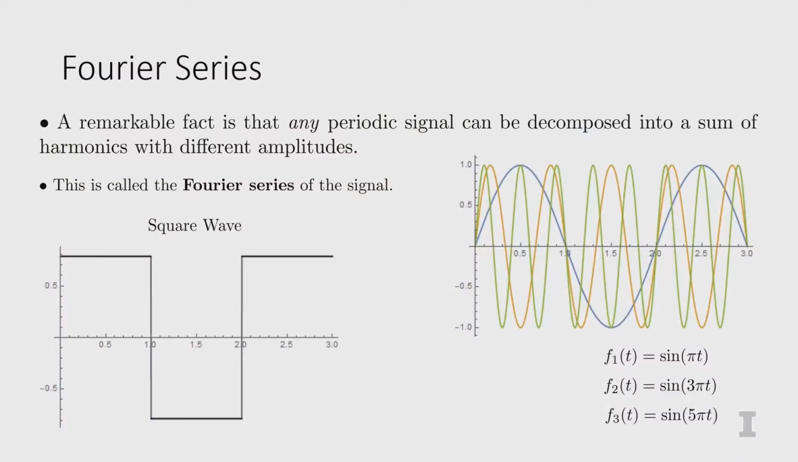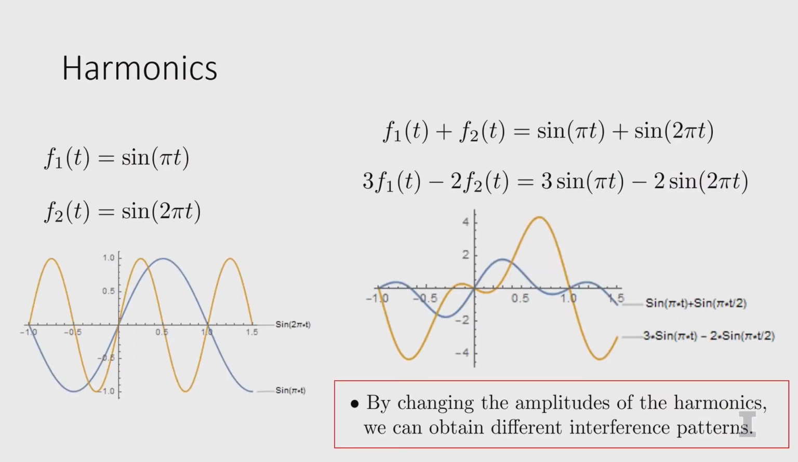So this is a really deep idea because what's remarkable is that any periodic signal can be decomposed into a sum of harmonics with different amplitudes. Okay, let me just back this up again. So basically, this orange curve, what do we know about it? If you just looked at it, it's not obvious, but in fact, you can write it as a sum of the first and second harmonics. You have to scale the first one by 3 and the second one by -2. So we're decomposing it into individual harmonics.